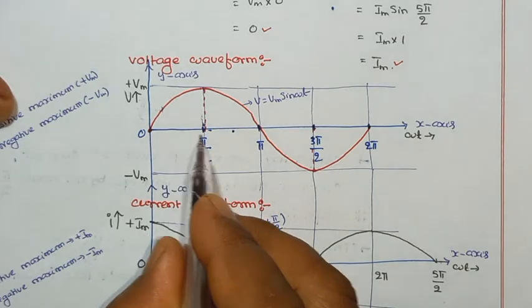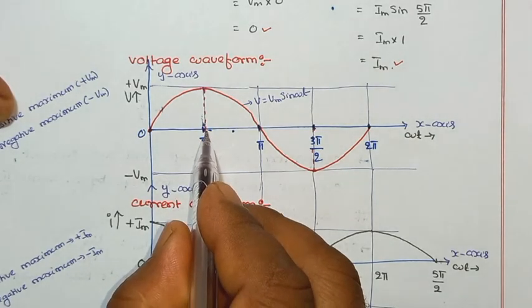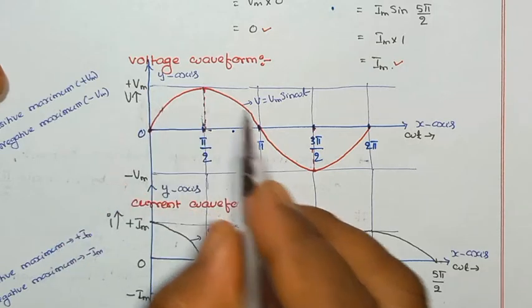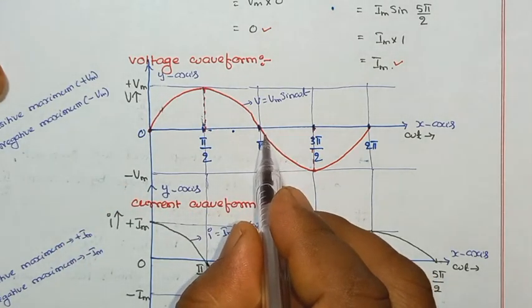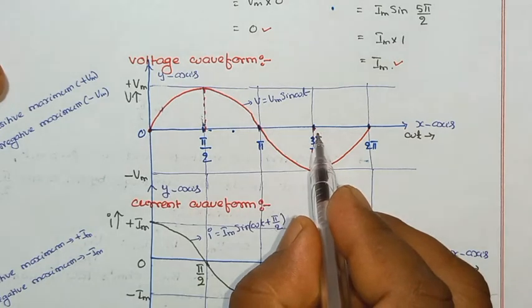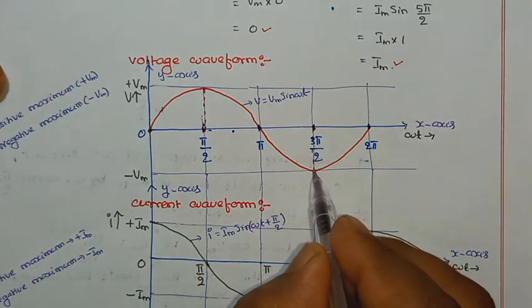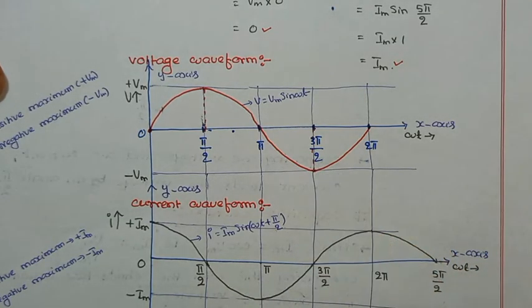The voltage is maximum at omega t is equal to pi by 2, that is positive maximum, that is plus Vm. And here the voltage is also maximum at omega t is equal to 3 pi by 2, that is negative maximum, and that value is minus Vm.